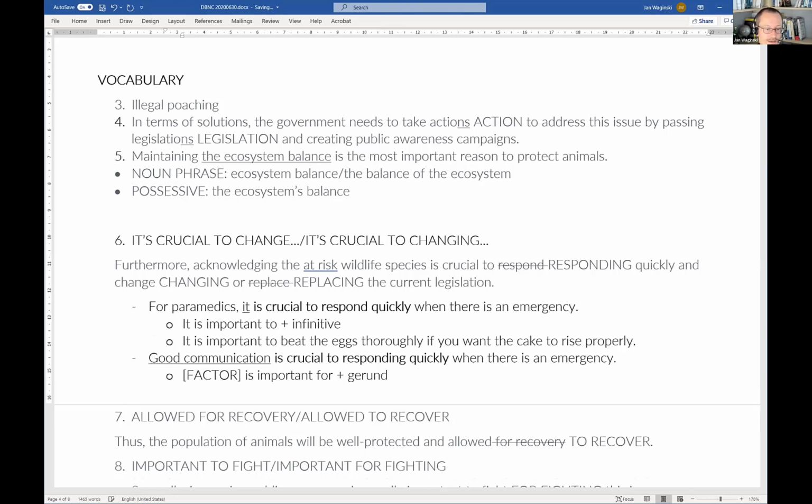I'm just completely making this up. I don't know if this is important. But it is important to beat the eggs thoroughly if you want the cake to rise properly. That sounds like it could be true, right? That's what I'm talking about. I don't think this is cuckoo crazy, but I'm still making it up.